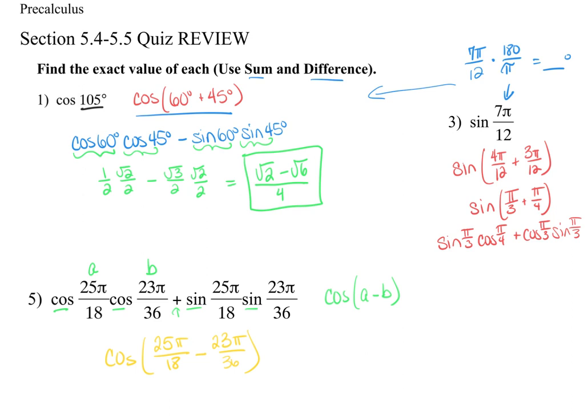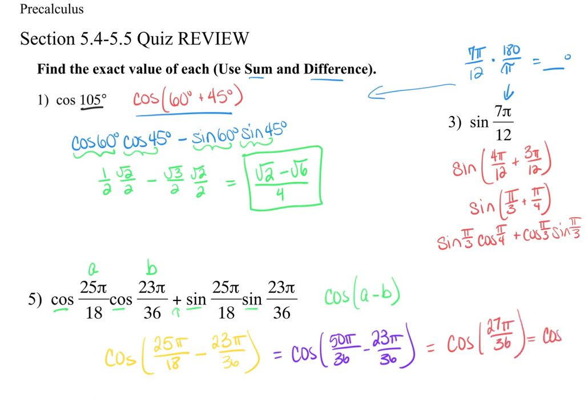Get a common denominator here, which is 36. So that's the cosine of 50 pi over 36 minus 23 pi over 36. At this point, we're just simplifying. That's the cosine of 27 pi over 36, which reduces, of course, to the cosine of 3 pi over 4. This is a known angle on the unit circle. 3 pi over 4 is one of your 45-degree angles in the second quadrant. The cosine of a 45-degree angle is square root of 2 over 2, and in the second quadrant, it is negative.